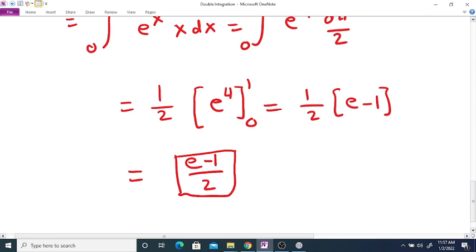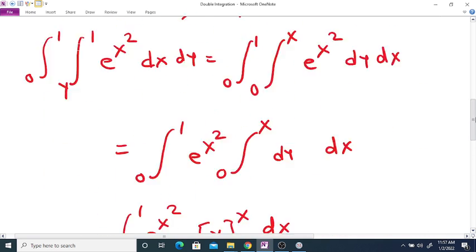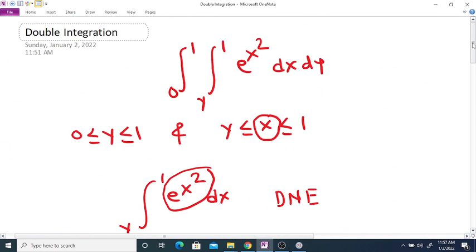So by using change of the order of integration, the value of the given double integration is equal to e minus 1 divided by 2.